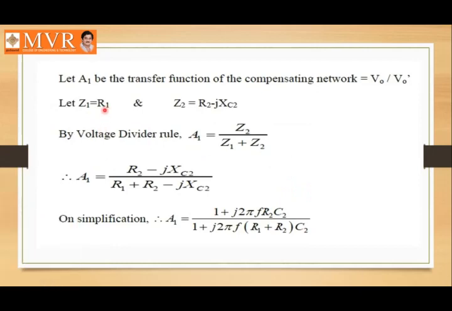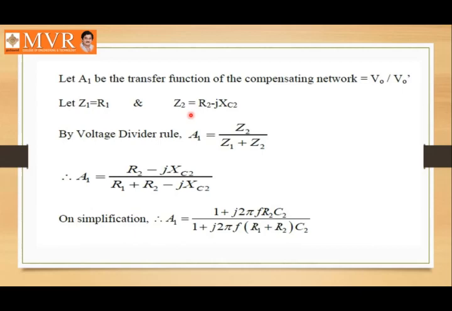Z1 is equal to R1 and Z2 is equal to R2 minus jXC2, because in Z2 we also have the capacitive component. Minus jXC2 can be written as 1 by j omega C2 also.